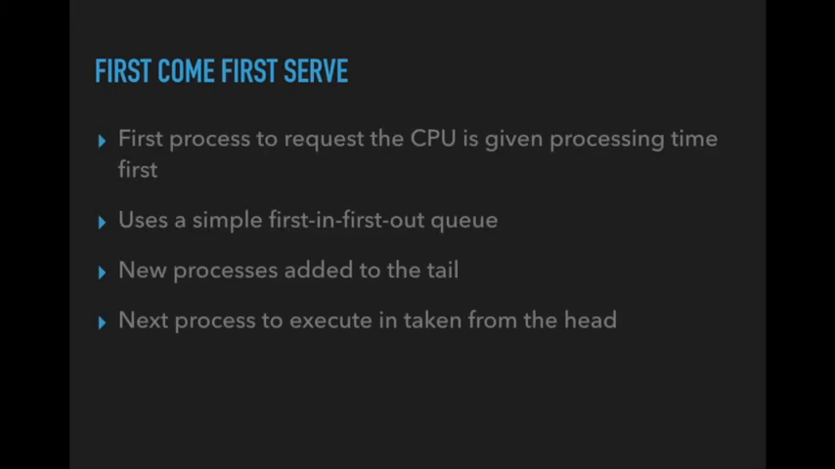The simplest algorithm is the first come, first serve algorithm. And this just involves one first in, first out queue. So the process which requests the CPU first is allocated to the CPU first. So when a process enters the queue, it is linked at the tail of the queue, and when the CPU is free, the processing time is given to the process at the head of the queue, and that process is taken out from the queue, of course.